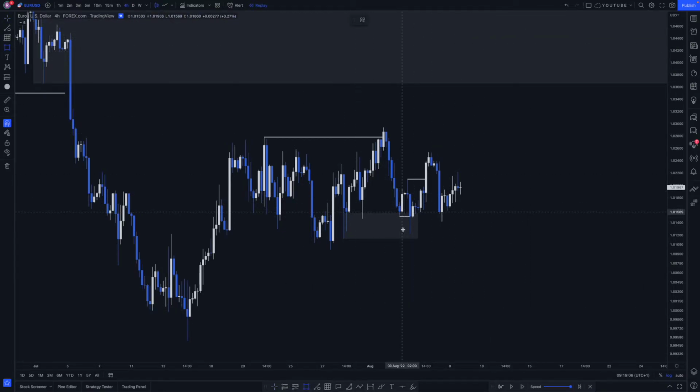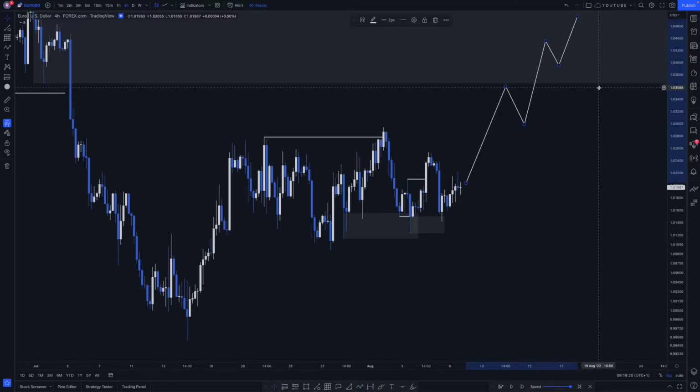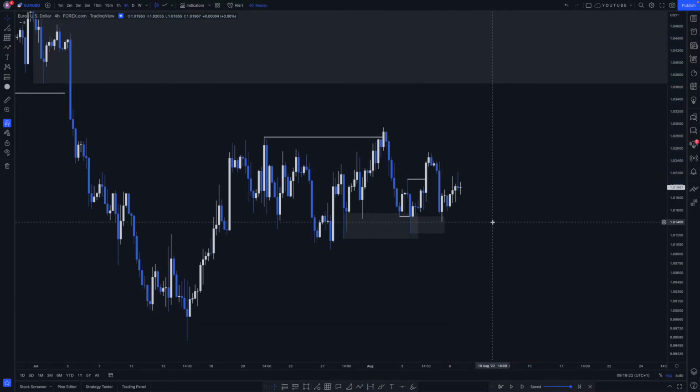What we've done then is we've come back down, we've tapped into this demand, and now we are seeing a reaction. So for me personally, what I'm expecting to happen is I'm expecting price to continue somewhere up into the premium of the daily leg before continuing to the downside.